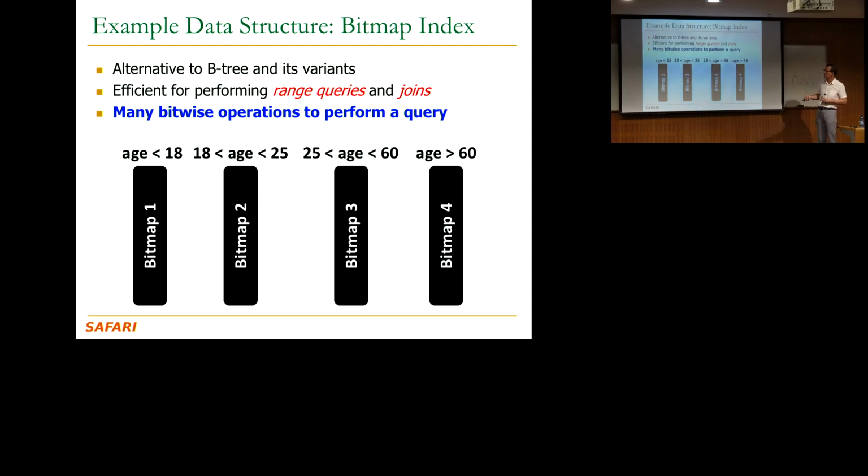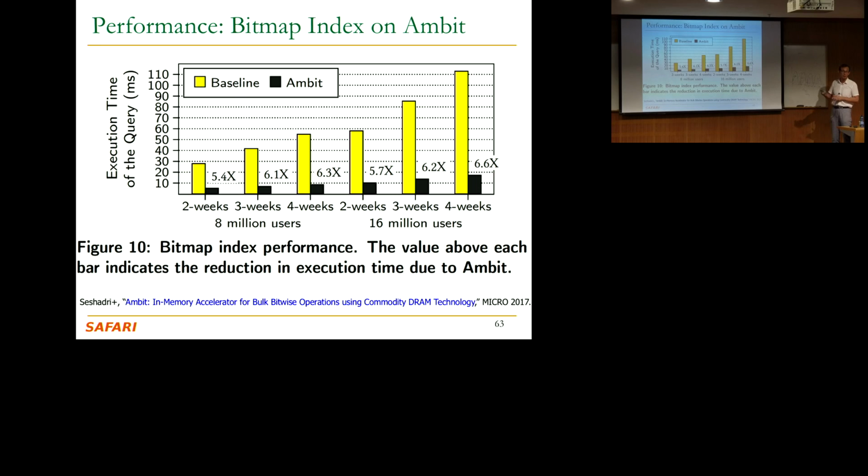And you can port these bitwise operations into the Ambit substrate that I just described. These are some of the results that you get with some of the queries. I'm not going to go into the details of the queries. The paper has more details. But this is the execution time of the query. As you can see, the latency of the query reduces by 5 to 6.6x in this case. And as the data set size increases, the latency reduction also increases. Maybe not that much, but it's still not bad.